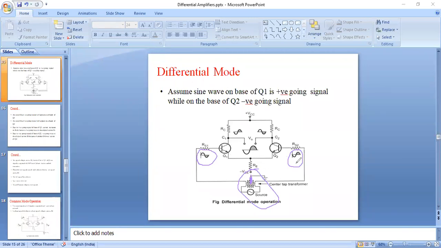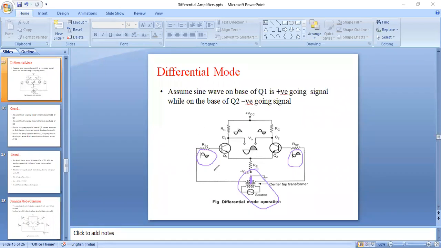Here I am applying a positive going signal Vs1 to the base terminal of the Q1 transistor, and I am applying a negative going input signal Vs2 to the base of Q2, right?